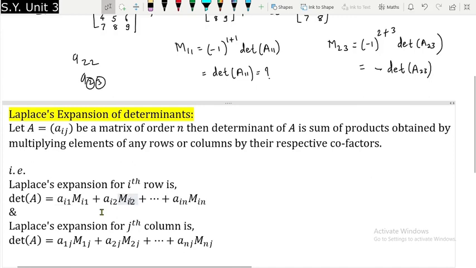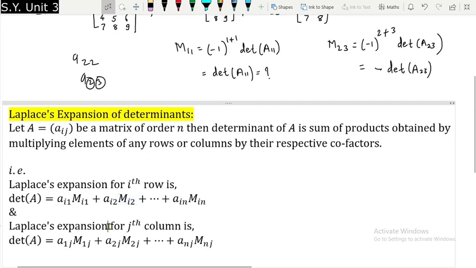So if I say tell me the Laplace expansion for second row, so you just need to think of second row. What is our second row? Yeah, it is A21, A22, A23 and so on. So immediately you can tell the determinant with the help of second row. It will be A21 M21 plus A22 M22 plus A23 M23 and so on, right? This is how you should think.